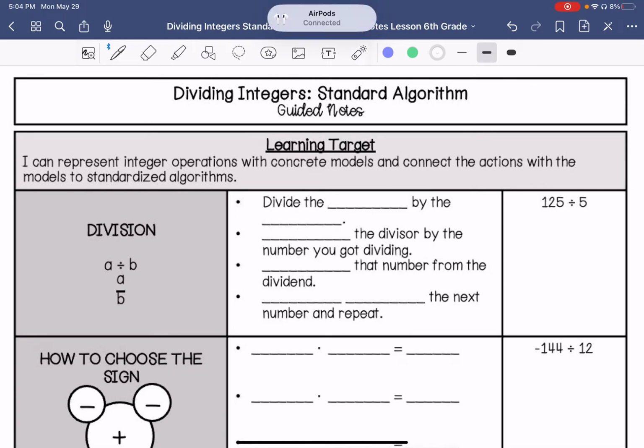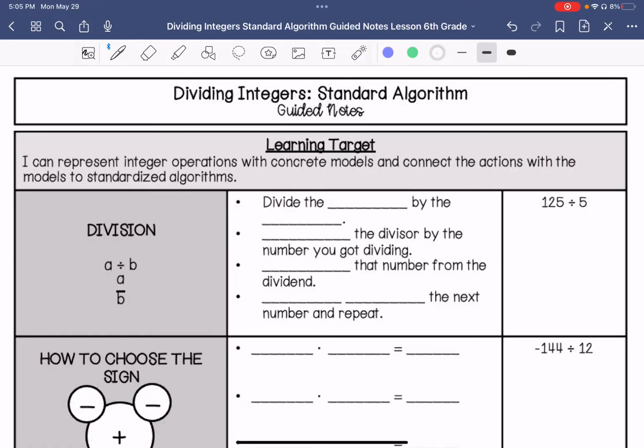Dividing integers using the standard algorithm. Our learning target is I can represent integer operations with concrete models and connect the actions with the models to standard algorithms. So we have done the chip model, we have done the number line model, and now we are going to connect that to the standard algorithm, which is the one you're familiar with.